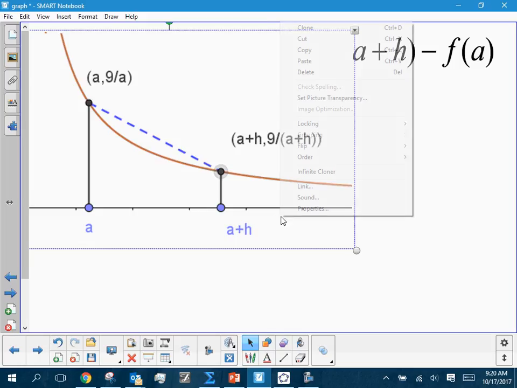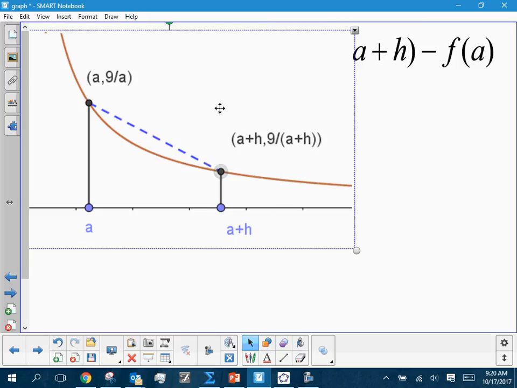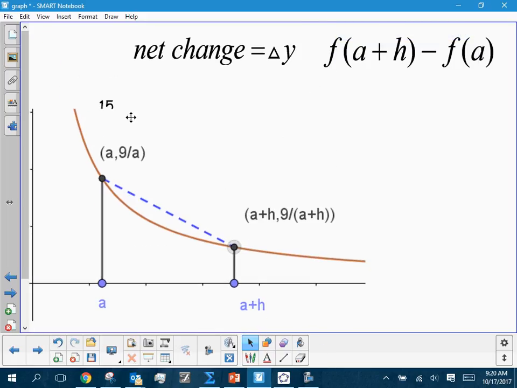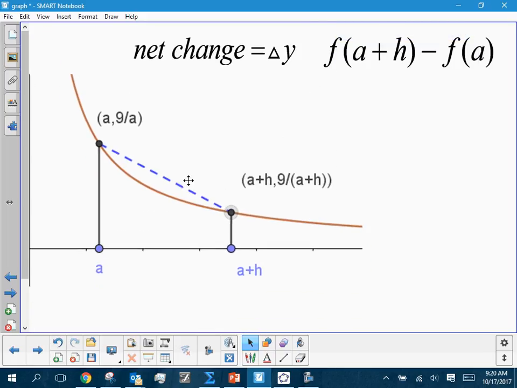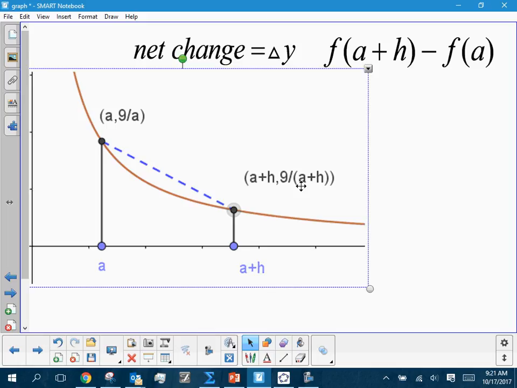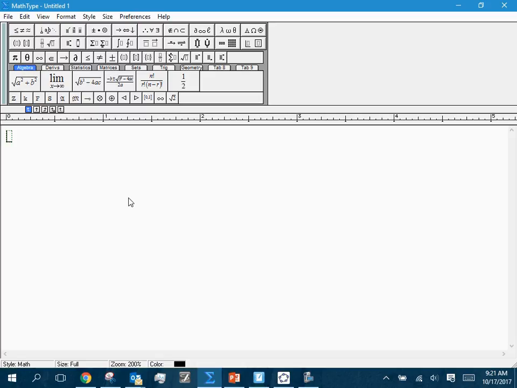All right, so now when we look at those values, when I'm doing a net change, the net change is going to be that y value, 9 over a plus h, minus that y value, right? So writing that out for you would look like this.